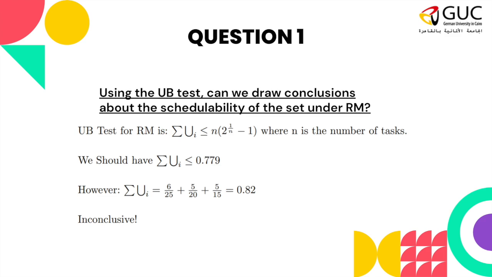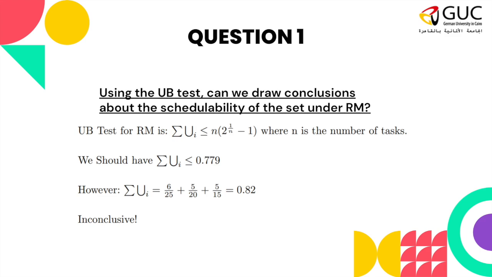However, if it is more than this threshold but less than or equal to 1, then there are other factors that determine whether this task can be scheduled under RM or not, and we need to perform another test to make sure. Therefore, here, since it is 0.82, which is greater than 0.779, however, it is less than or equal to 1, then it is inconclusive.